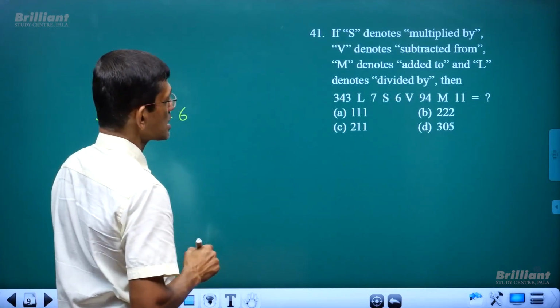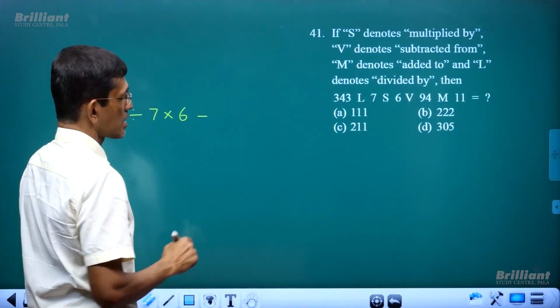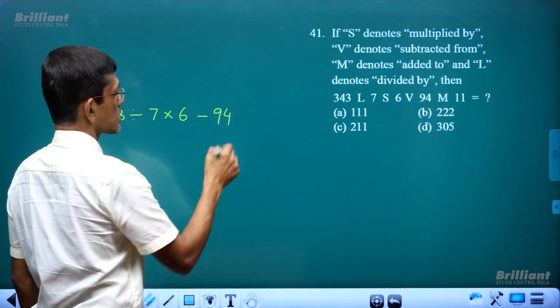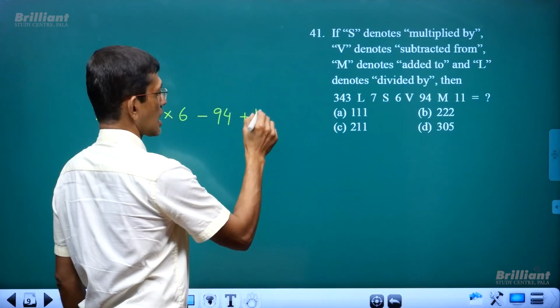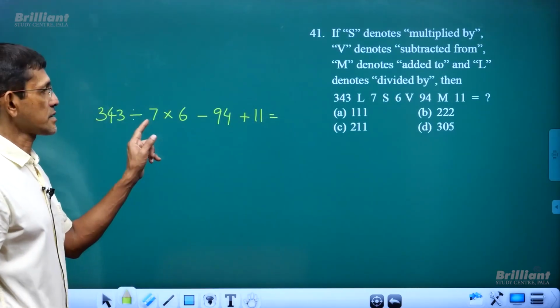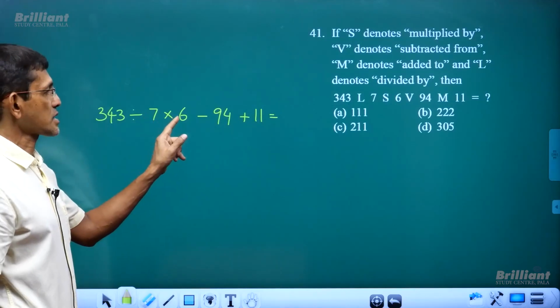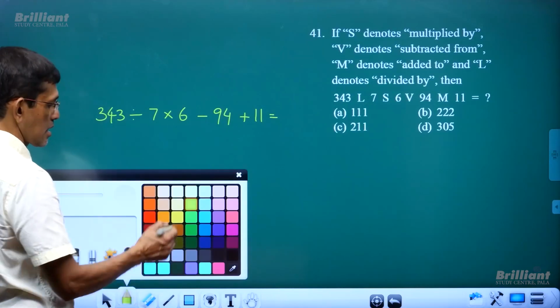Then we have V. V denotes subtracted from. 94. Then M. M denotes added. So that's plus 11. That's equal to what? So 343, 7. We have 6, 94 and 11. Perfectly all right. So let's apply the BODMAS.